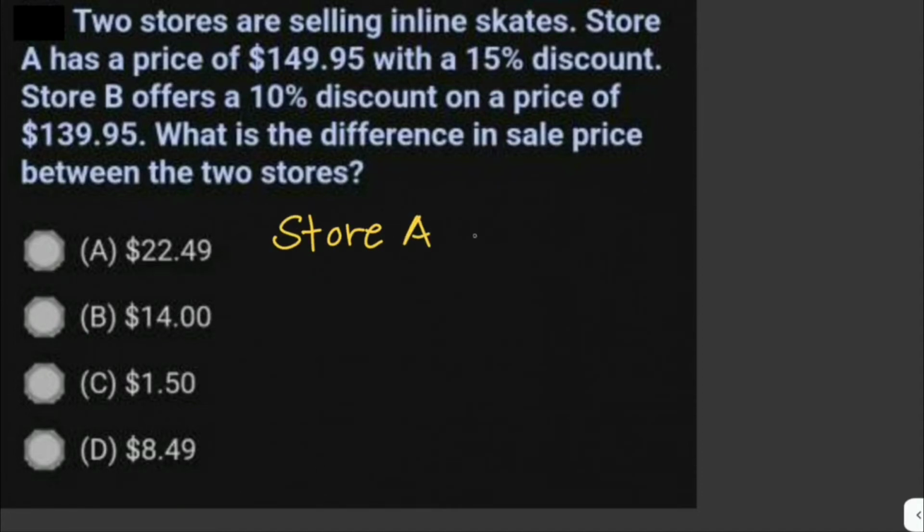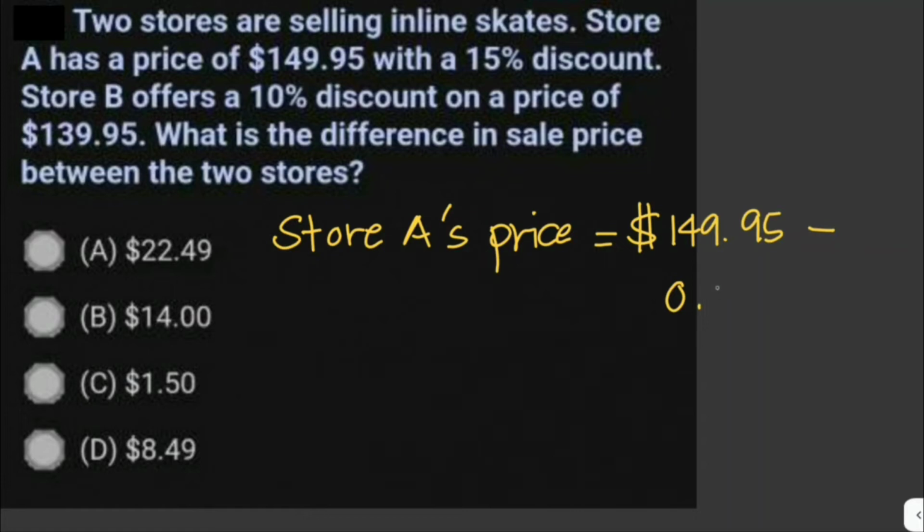So store A, it says here store A has a price. So store A's price is $149.95 with a 15% discount. So that is $149.95 minus 15% of 149.95. So we can write 15% as just 0.15.